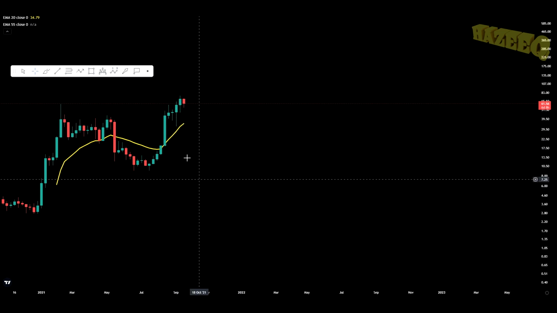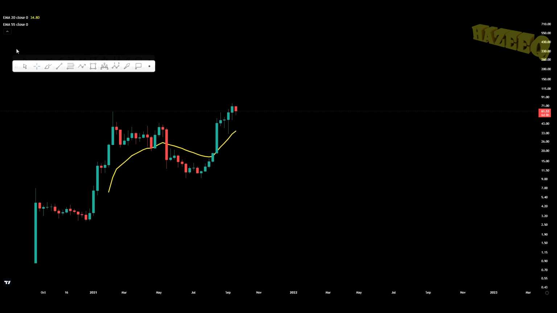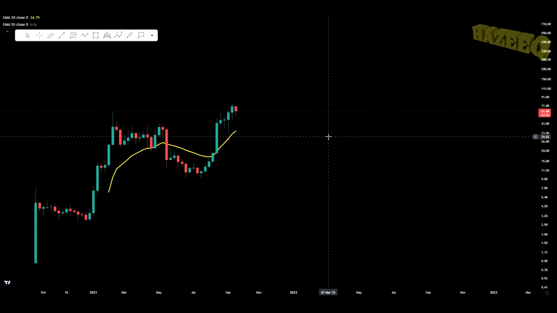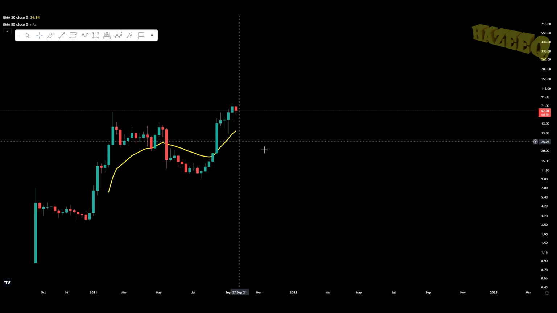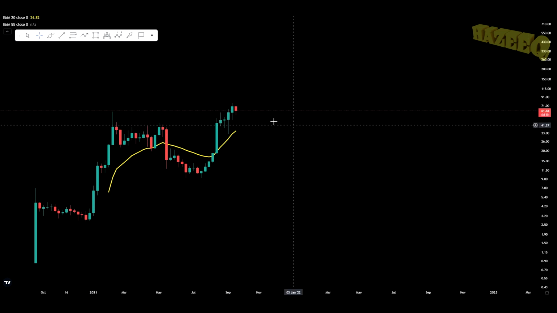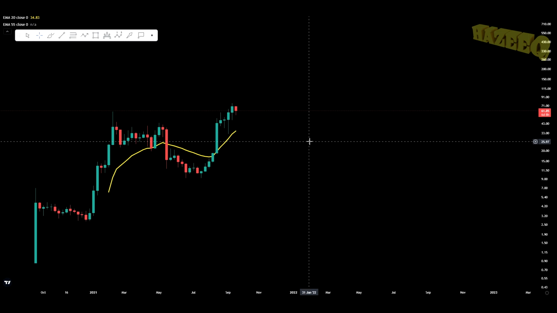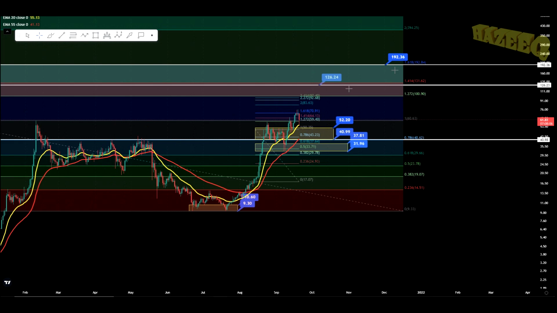So have the EMAs on your charts. They're a lot better than the MAs because the moving averages or the simple moving averages are lagging indicators. However, the EMAs are not. So that's why I always have the EMAs up on the chart. Okay, now let's jump into the daily chart.